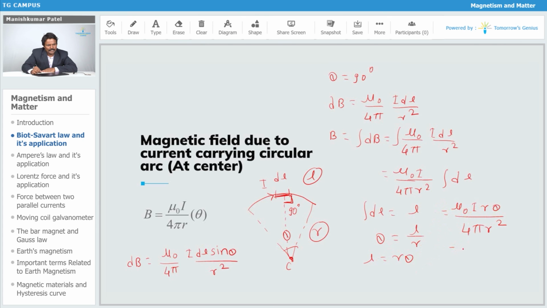Further I can say that one of the r will get cancelled, and this is mu 0 I theta upon 4 pi r. So this is the magnetic field due to the arc. That is the general expression for the magnetic field due to the arc at the center.